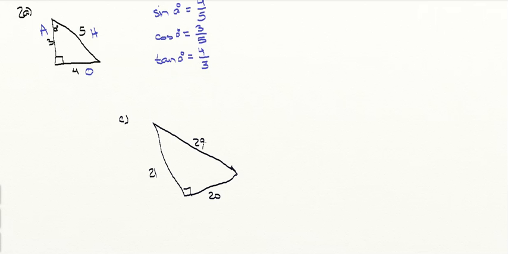Question 2C has the following information. We have a right angle triangle, and the sides are given as follows. Again, we're asked to find sine, cosine, and tangent. The first step is to label it. The side we are interested in is here, so that will be our adjacent. Opposite will be opposite the angle we want. And the hypotenuse is across from the 90 degrees.